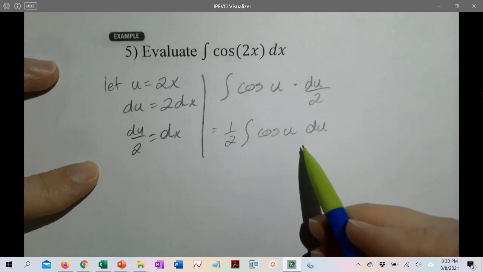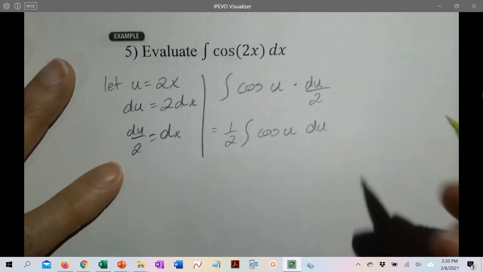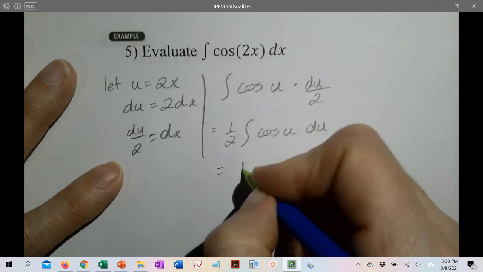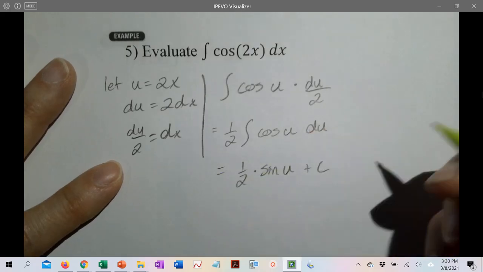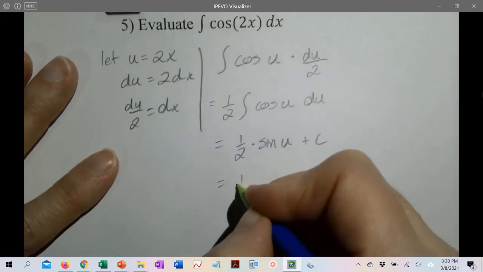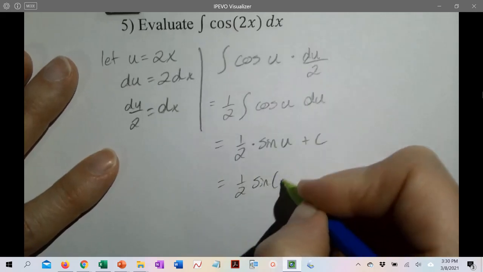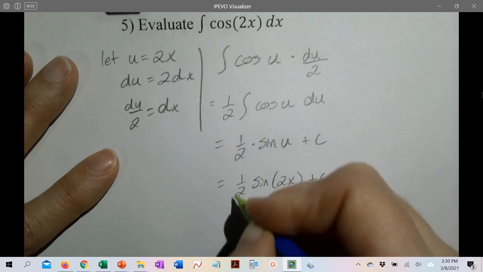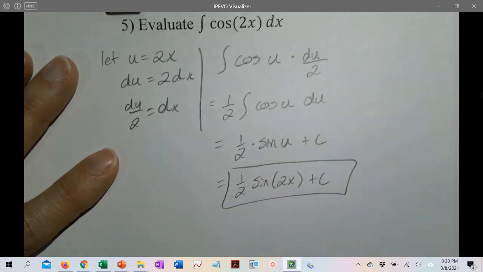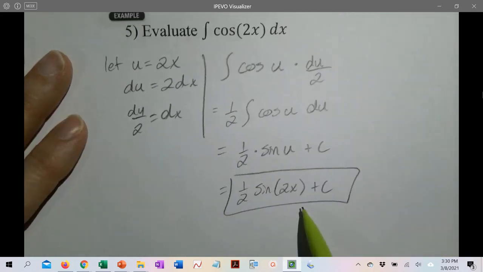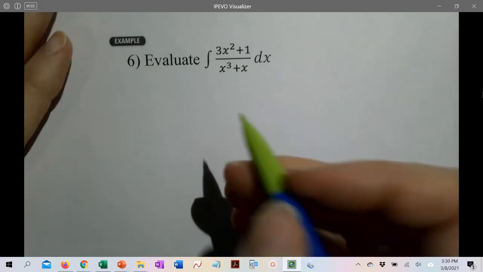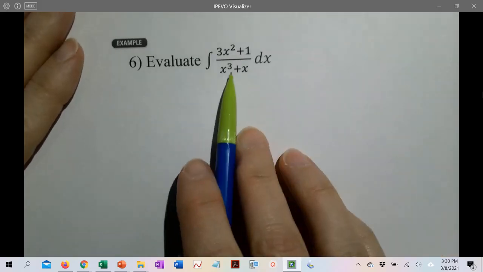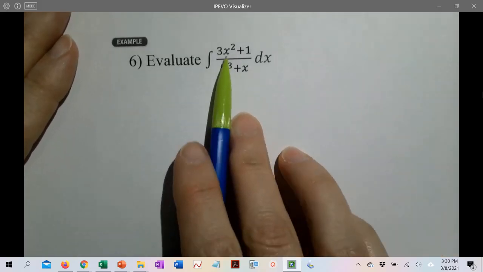So now this is pretty clean. We can find the antiderivative of cosine, which is sine. So I have 1/2 times the sine of u plus c, and then we'll back substitute. 1/2 sine 2x plus c. And of course, if you found the derivative of 1/2 sine of 2x plus c, you would get cosine of 2x.